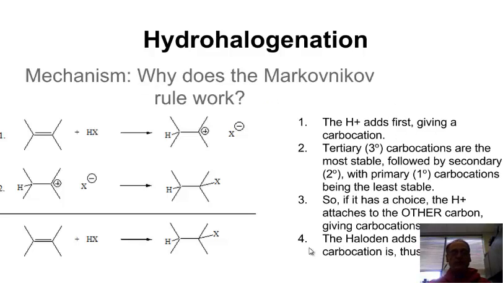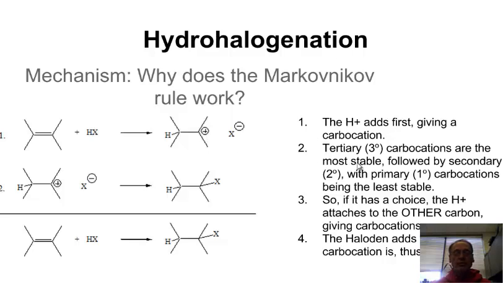Now, next question. Why does the Markovnikov rule work? Well, consider the following steps and what choices we have to make. The first thing is that an H+ adds on to the molecule, giving us a carbocation. This thing, because it's a positive carbon, only has 3 bonds to it. It does not have an octet. This is what's called a carbocation. So in the first step, the H+ is going to add on to form a carbocation.